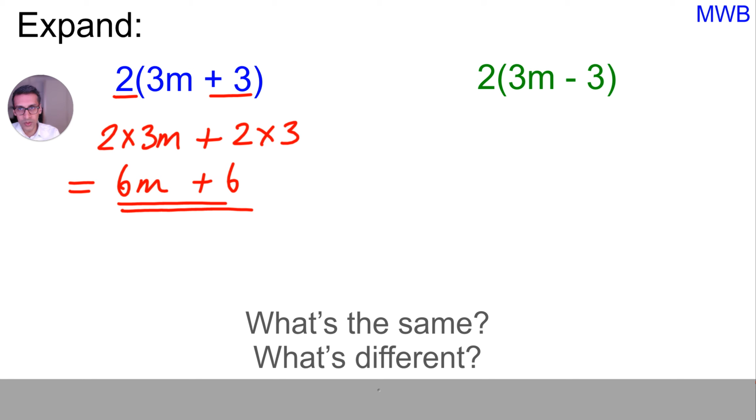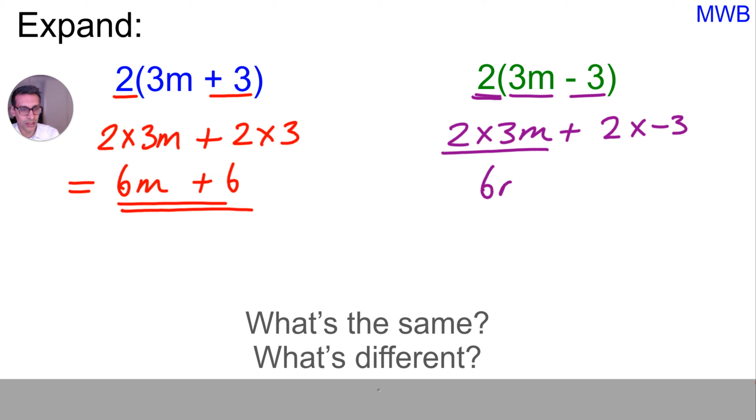Now the difference here is we have to be really careful with negative numbers and make sure that the signs are carried through with the numbers we are looking at. So 2 times 3m, we're just going to write that out. So that's the same as the other question. And then we're going to add 2 times negative 3. So 2 times 3m is going to give you 6m. And then we're adding 2 times negative 3. So 2 times negative 3 is negative 6. So we're adding negative 6.